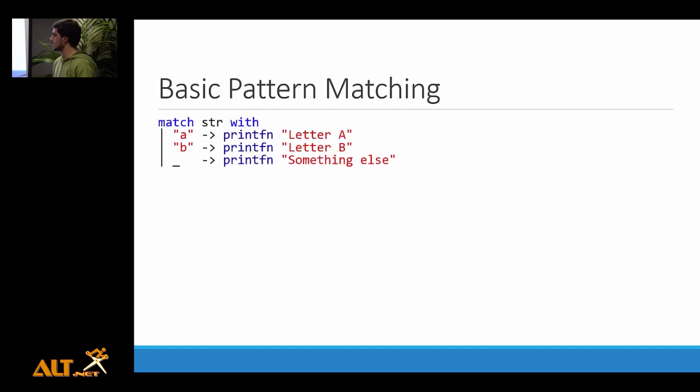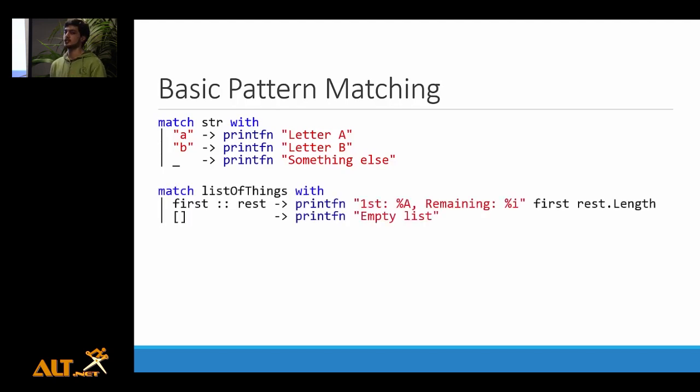So we've already seen what it's like to match against literals. Here we're basically taking some string, and if the string is A, then we print out something. If it's B, we print out something. Or if it's underscore. Now, underscore is basically like a wildcard. So here we're saying if it doesn't match A or B, then it'll match that third case.